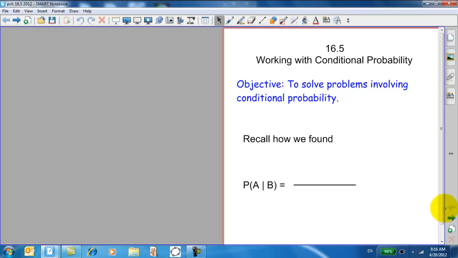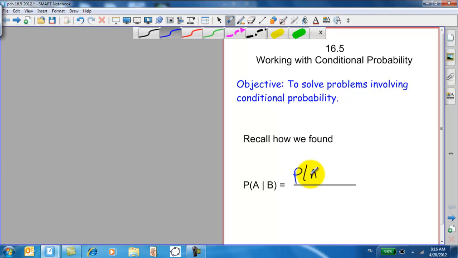Now, recall how we found conditional probability. The probability of A given B is the probability of A and B over the probability of B. Remember, B becomes the new sample space.